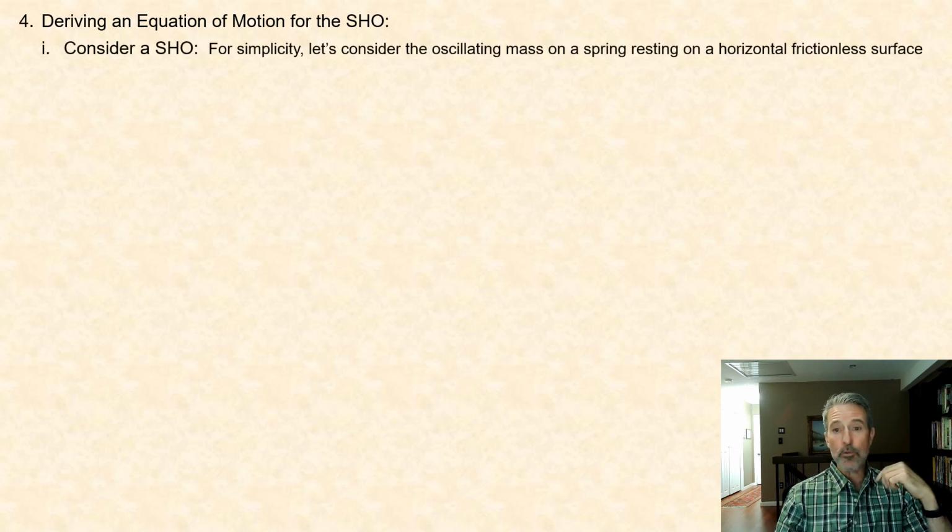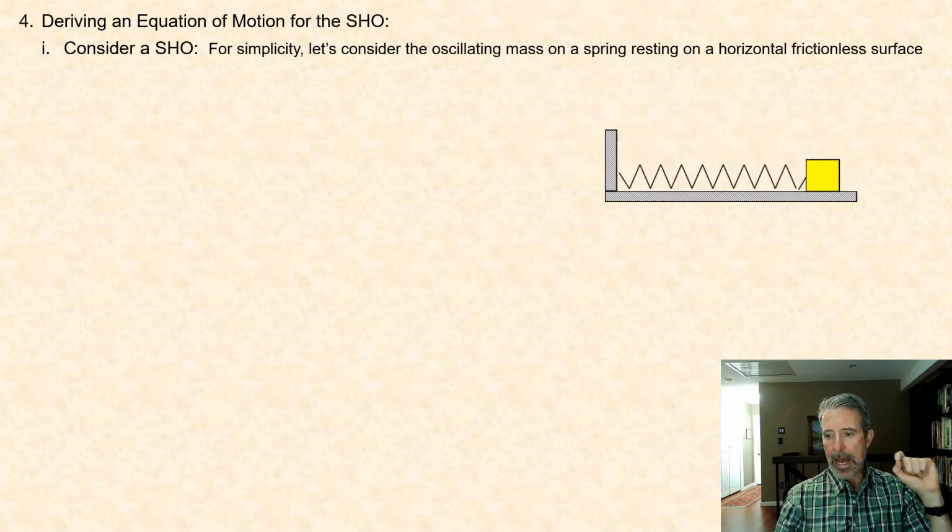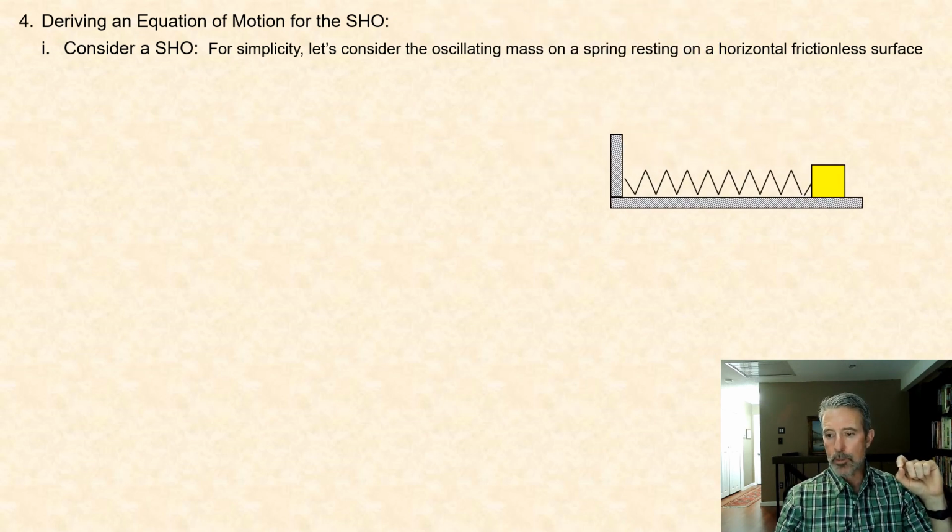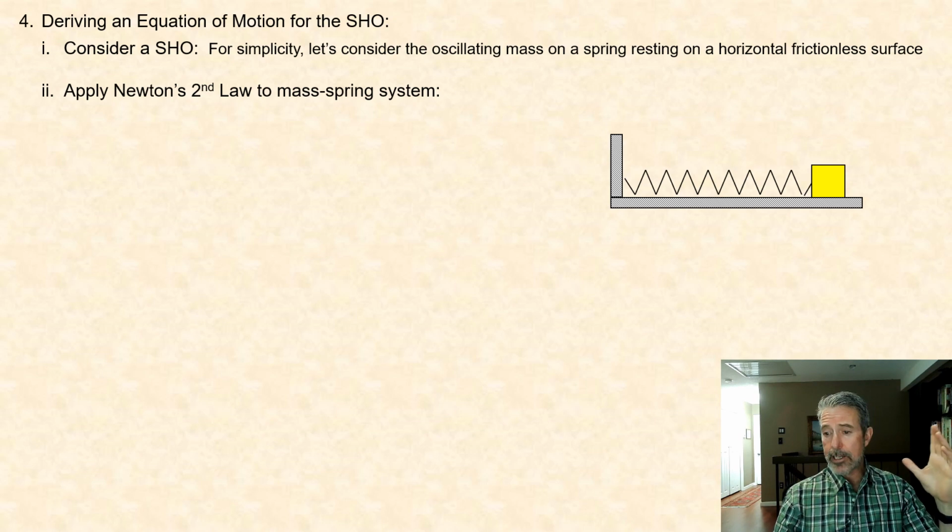So for simplicity here, we're going to consider a special example of a simple harmonic oscillator, and that is going to be a mass attached to the end of a spring, which is free to vibrate back and forth on a frictionless horizontal surface. So how do we get an equation of motion? We get an equation of motion by applying Newton's second law to our moving object, in this case the mass on the end of the spring.